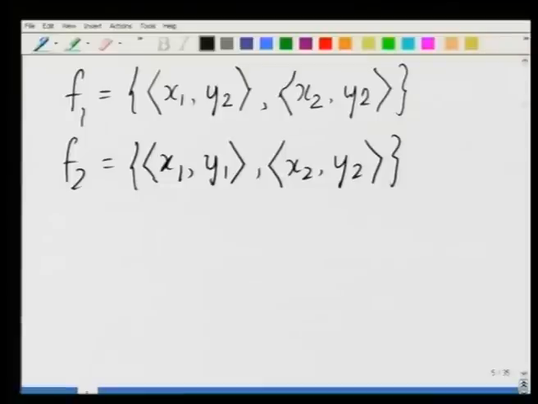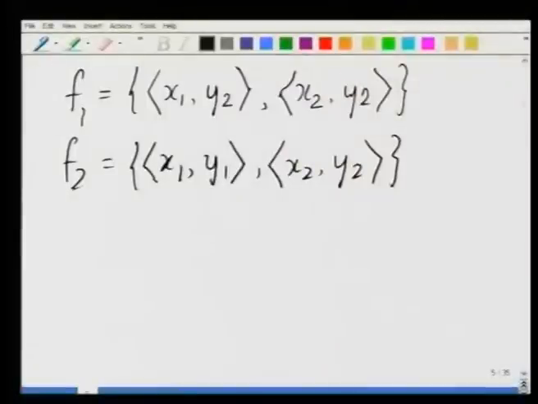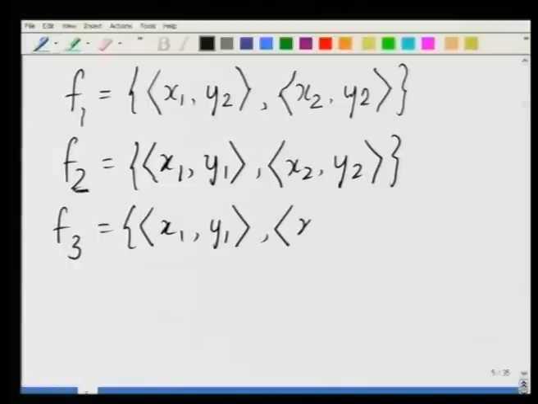Clearly, the set f 2 is different from the set f 1. What we would normally say in everyday mathematical language is f 1 and f 2 are different functions from the set x to the set y. F 3, let us make f 3. You will see that f 3 is again different from f 1 and f 2.